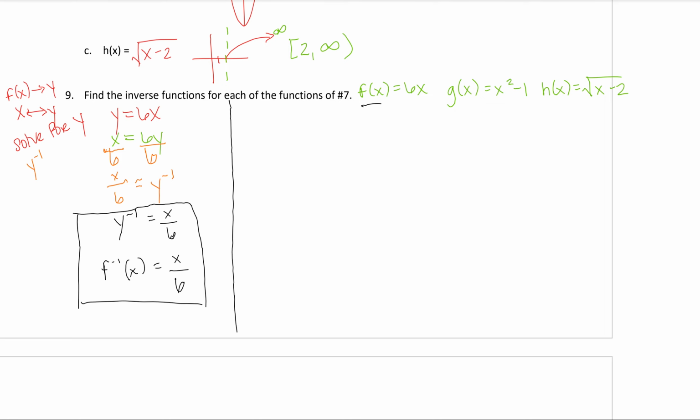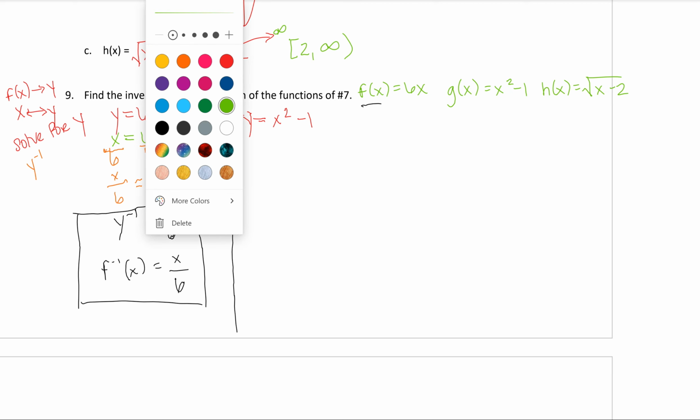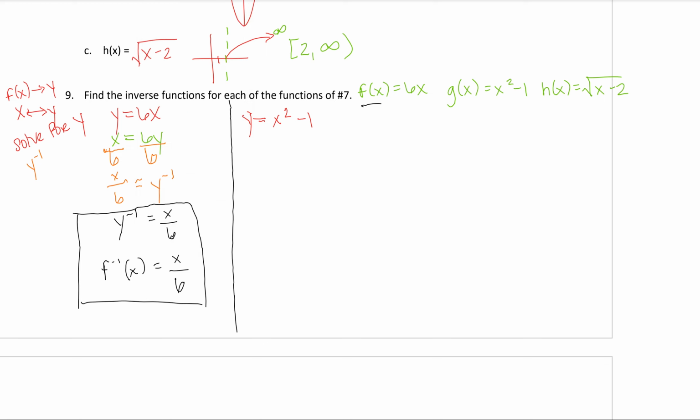So now, our next one, we're going to look at g of x equals x squared minus 1. Again, I don't use g of x. I'm going to switch that so that it is y equals x squared minus 1. The very first step is I'm going to switch that y and that x, so that I get x equals y squared minus 1. Now I'm going to solve the function like I would any other time. So I'm going to do plus 1 on both sides. So I get x plus 1 is equal to y squared.